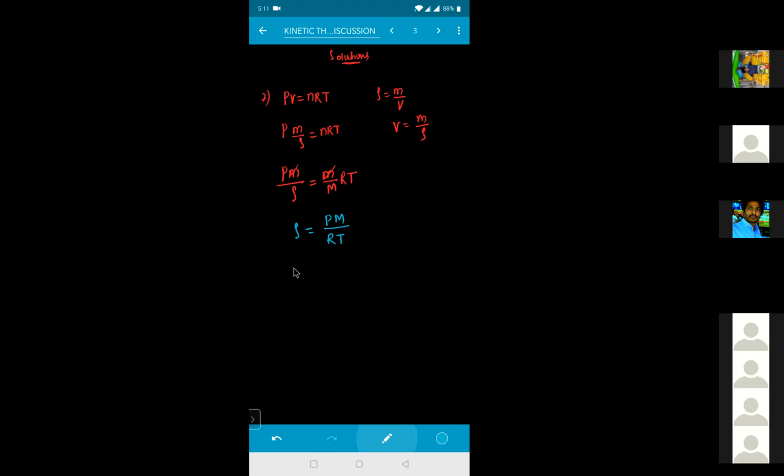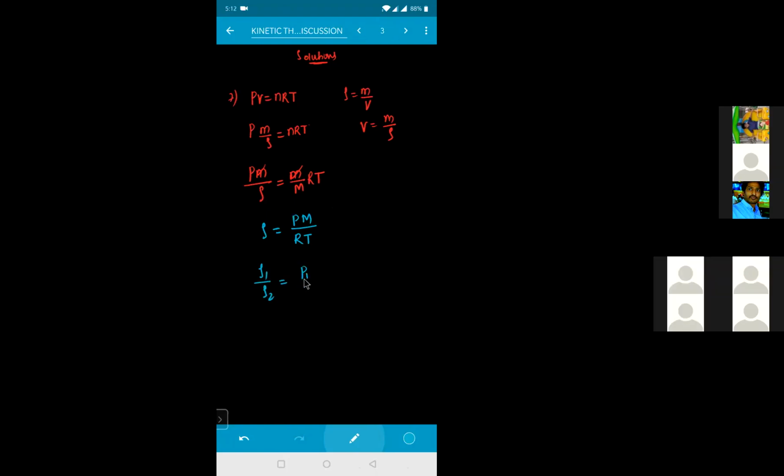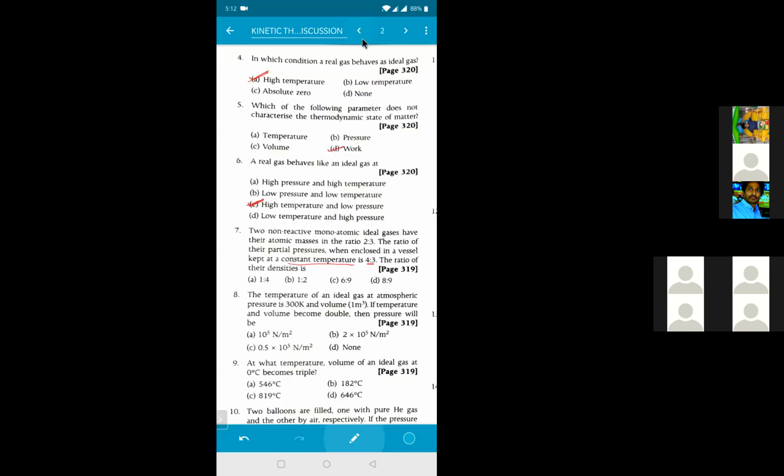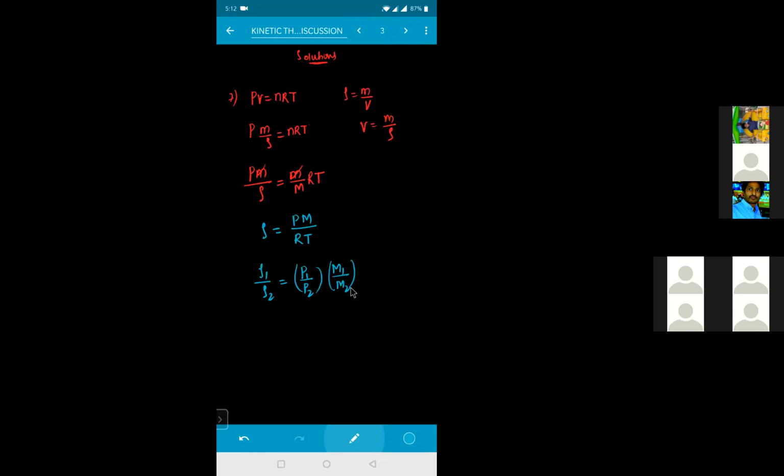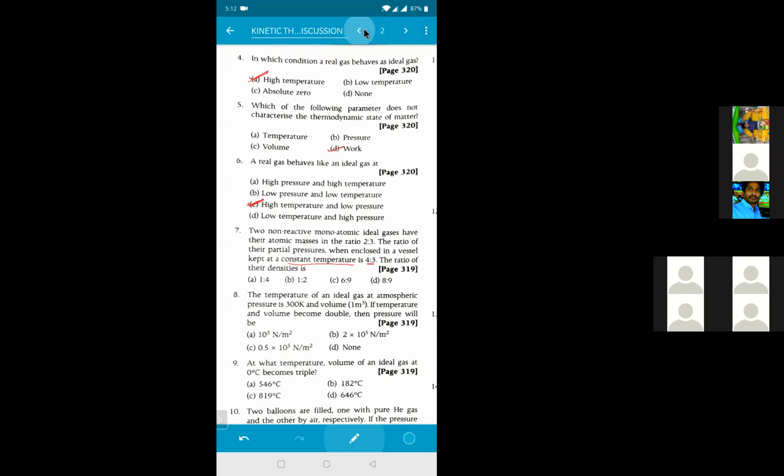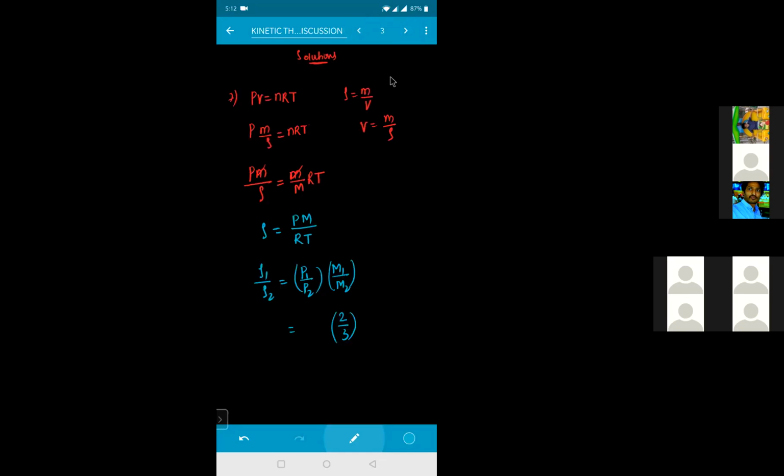So from this relation, rho 1 by rho 2 is equal to P1 divided by P2 into molecular weights, that is M1 divided by M2. What is given in the problem? Non-reactive ideal atoms have their atomic masses in the ratio 2:3, that means 2/3. Partial pressures are 4:3, so this will be 4/3.